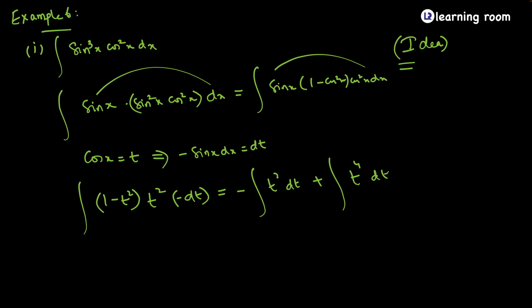I hope you understood why this became plus. So I took the minus outside. 1 is getting multiplied with minus, so a minus. This minus and minus will get multiplied. It will be plus. So this is t square, no?